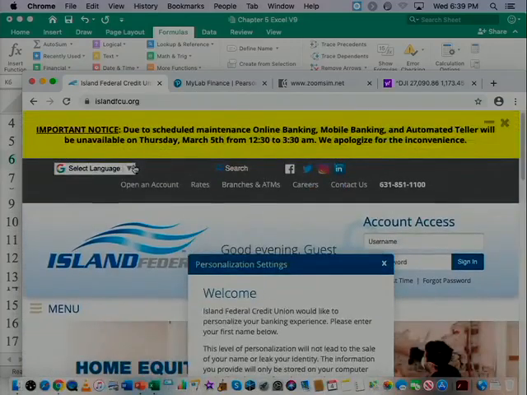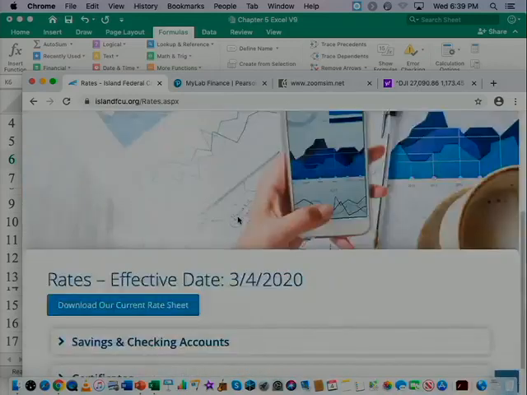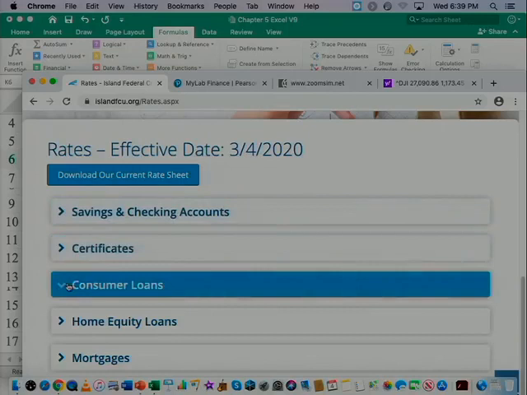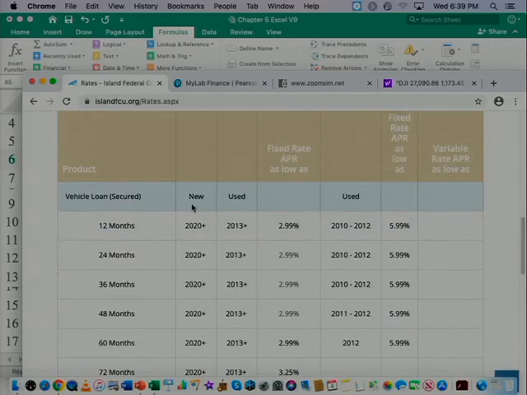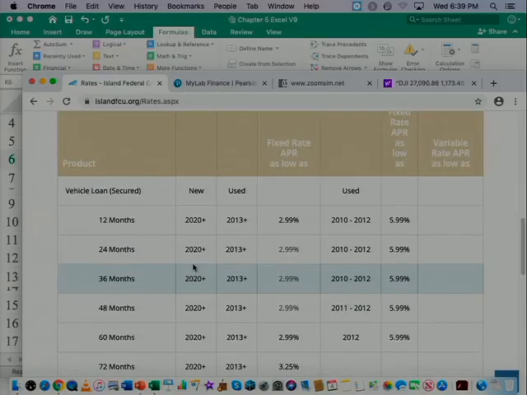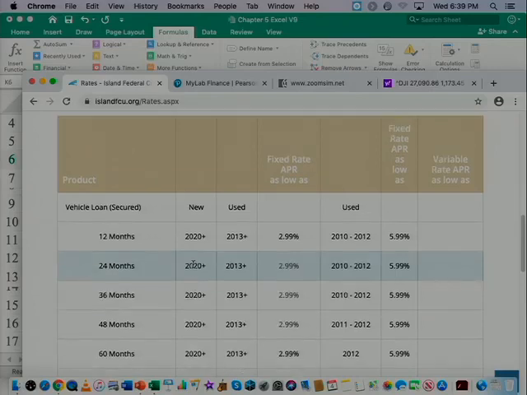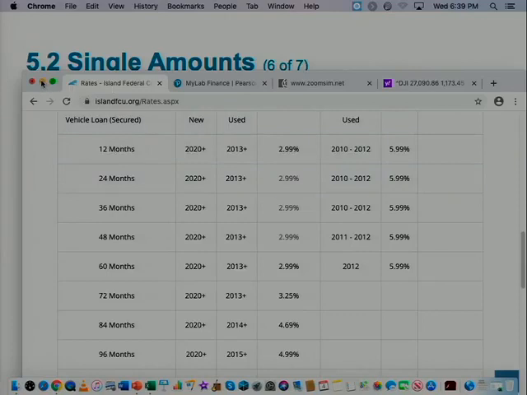So let's see. Rates. Oh, it's an annoying website already. Let's see. Consumer loans. And this is autos, new autos, we're going to do a 60-month. The rate is $299. So used is a lot higher. See, the used rate is higher than the new car rate. So something in favor of buying a new car. So 2.99, that's a pretty low rate of interest for a car loan. That's pretty great.